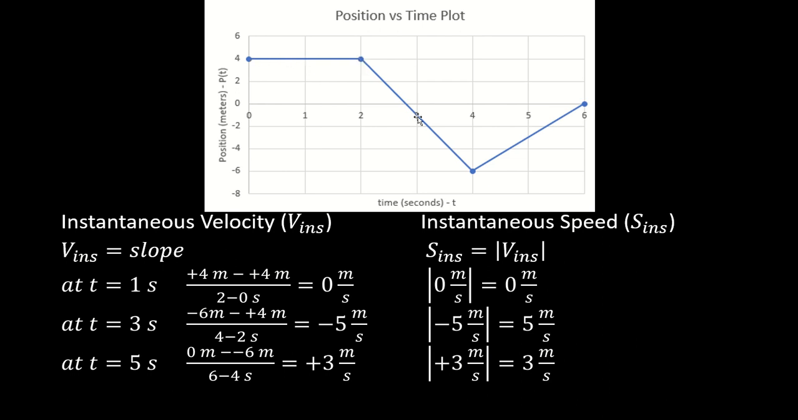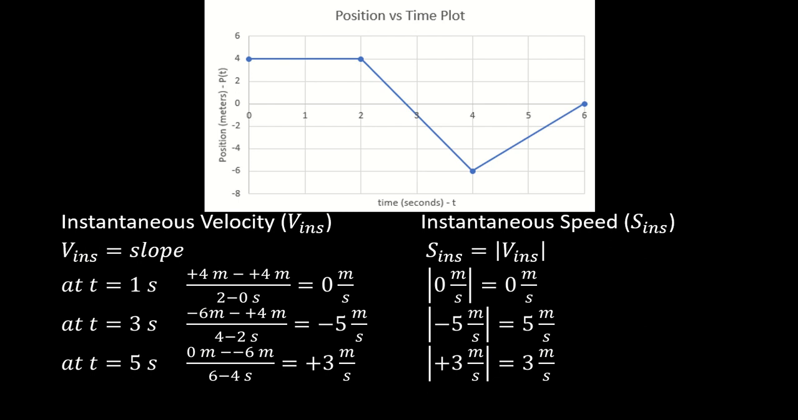At time t equals 3 seconds, we're somewhere along this linear region, and its slope is going to be -6 meters minus +4 meters divided by 4 seconds minus 2 seconds, which gives us an instantaneous velocity of -5 meters per second. Velocity, again, is a vector. It has a direction, which for this type of calculation, we signify as either positive or negative. So at time t equals 3 seconds, the instantaneous velocity, or the slope of our position versus time plot, is -5 meters per second.